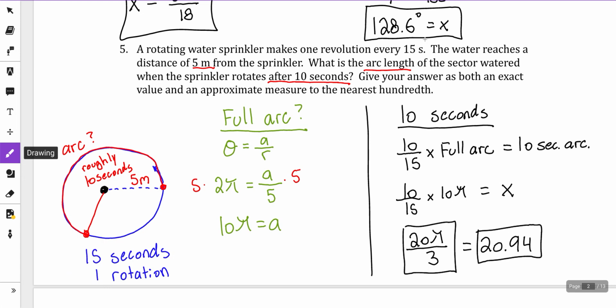Which big word? Approximate? No, subtends. Oh, they are going to say subtends on the next question. Yeah? What does that mean? Yeah, I'll show you.